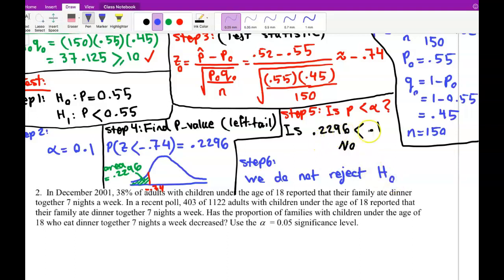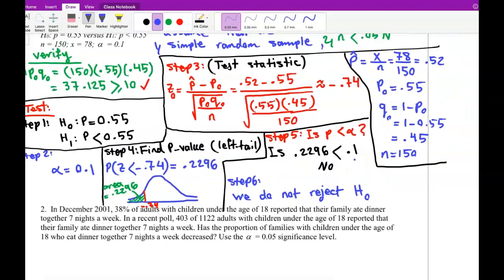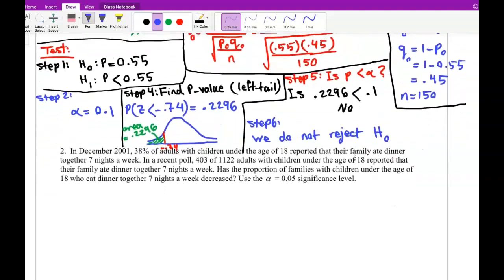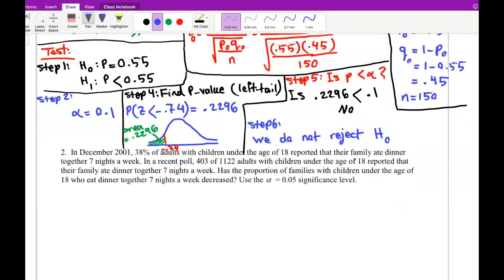So if this one was less than 0.1 and the answer for this part was yes, then we will reject the null hypothesis. But the p-value is not less than alpha, that's why we're not rejecting it. Okay, we finished example number 1. Then example number 2.